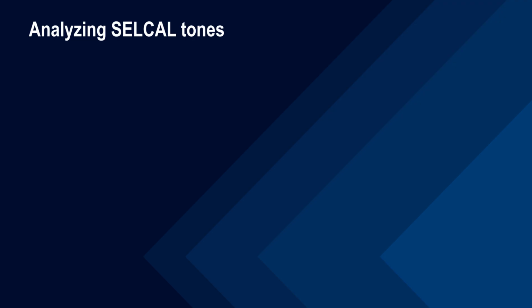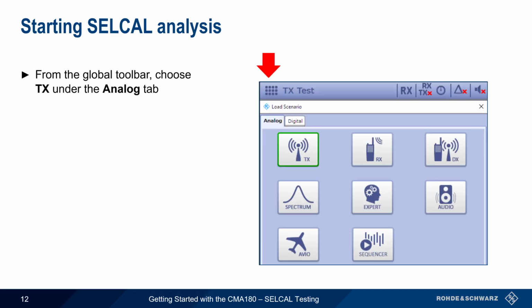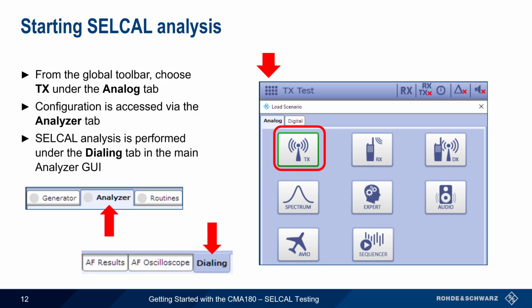Now let's go step by step through how to analyze received SELCAL tones. SELCAL tone analysis is started by going to the global toolbar and then selecting TX under the Analog tab. Analysis is configured from the Analyzer tab in the main Transmit GUI, and SELCAL analysis parameters are accessed from the Dialing tab at the bottom of the main GUI.